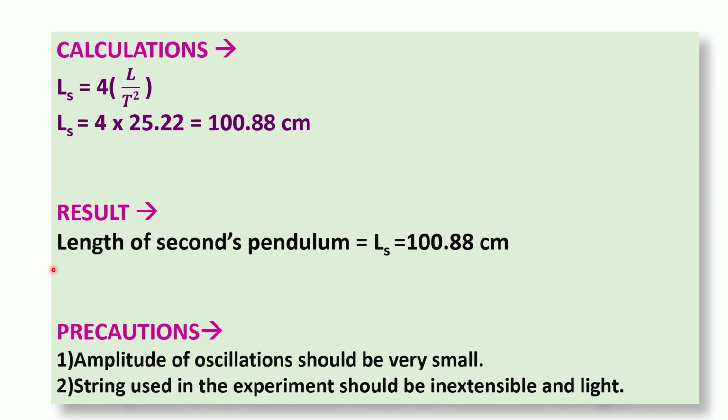So this is the result of this activity and we have verified the relationship between the length and the time period. As length increases, the time period of a simple pendulum increases. So a seconds pendulum is a pendulum whose time period is equal to 2 seconds and the length came out to be nearly 101 centimeter.